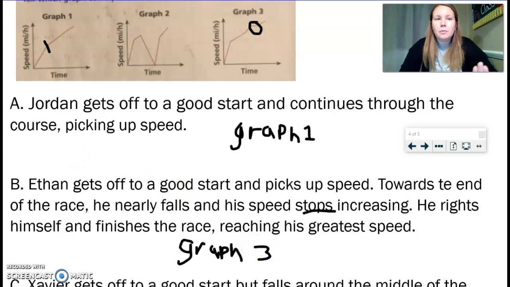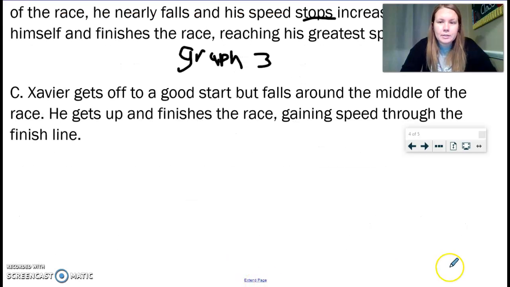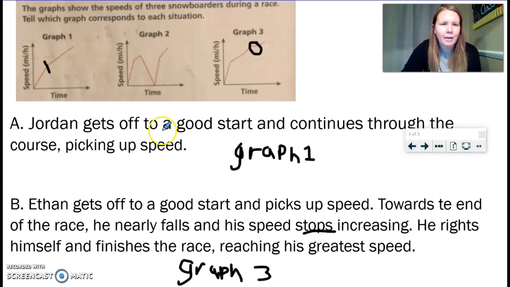But let's make sure, because let's look at the last one and see, does that really match up with graph 2? I'm not 100% sure. So let's see, I'm going to extend this. All right, so Xavier gets off to a good start, but falls around the middle of the race. Hey, wasn't I talking about graph 2 had something happen in the middle of the graph? I guess this is showing me his fall. He decreases in speed and he just falls. Because if you fall, and for at least a couple seconds, you're going to be flat on the ground.